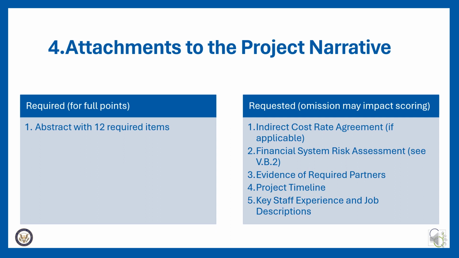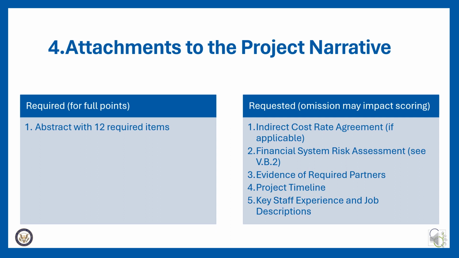So the first is your abstract of up to 2 pages, which consists of 12 separate items that must be included to receive full points. You can see the list of all of those items on page 28. Make sure you go down them one by one as a checklist and include all of those in your abstract. The other attachments include first your indirect cost rate agreement if you have one.